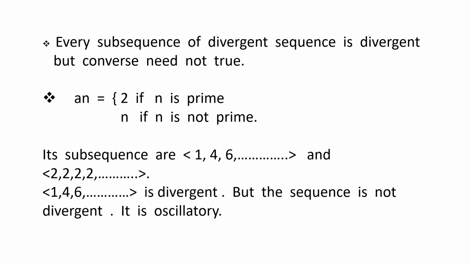Every subsequence of a divergent sequence need not be divergent. Now let's take an example. an is equal to 2 if the number is prime, and the number itself if the number is not prime. Its subsequences are 1, 4, 6 and so on, and 2, 2, 2 and so on. Here the sequence 1, 4, 6 and so on is divergent, but the sequence 2, 2, 2 is not divergent. The sequence is an oscillatory sequence.